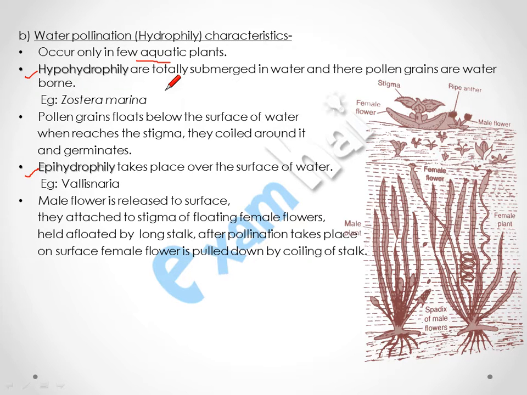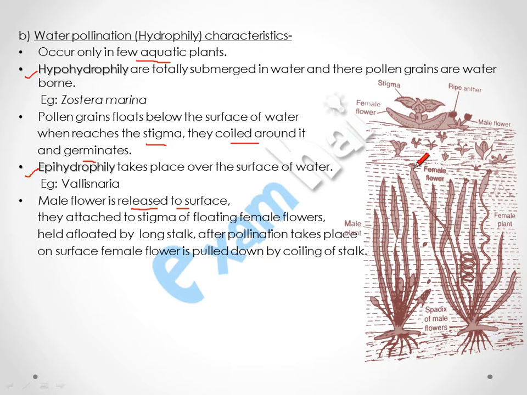And in epihydrophily, the pollination occurs over the surface of the water. In hypohydrophily, the pollen grains float below the surface of the water and reach the stigma, which are coiled around the stigma, and then germinate. In epihydrophily, the male flower releases pollen to the surface.